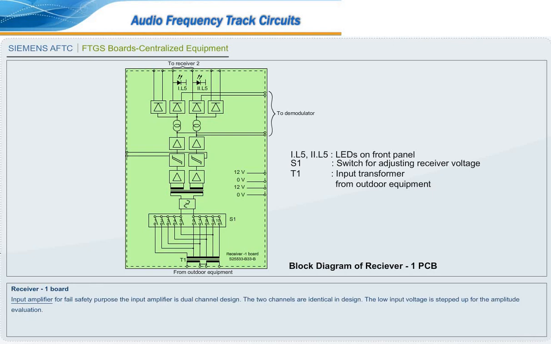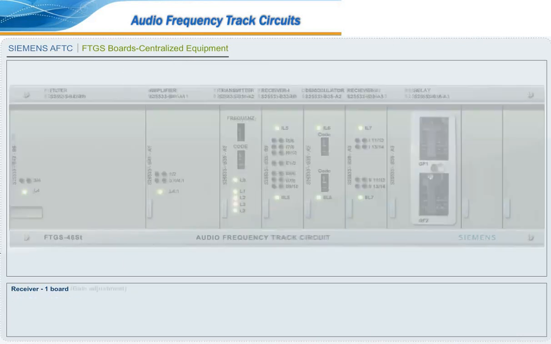Input amplifier. For fail-safety purposes, the input amplifier is of dual channel design. The two channels are identical in design. The low input voltage is stepped up for the amplitude evaluation. The amplitude of the stepped up input voltage is evaluated by comparing it to a fixed threshold value. If the threshold is exceeded by a half wave, one pulse is generated.